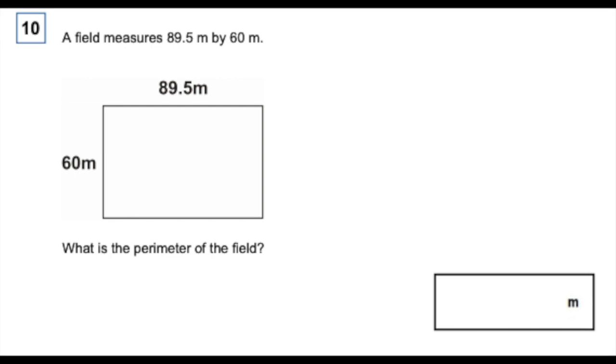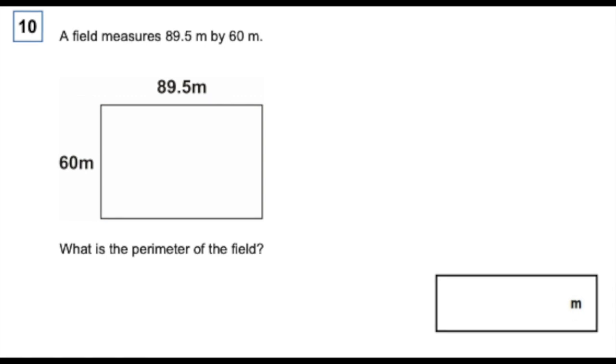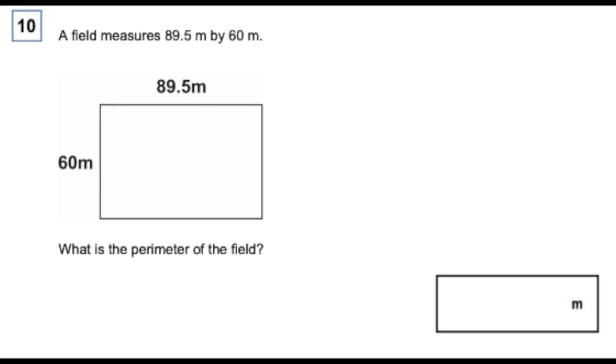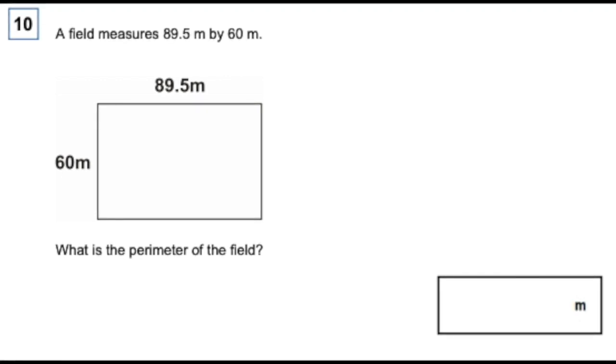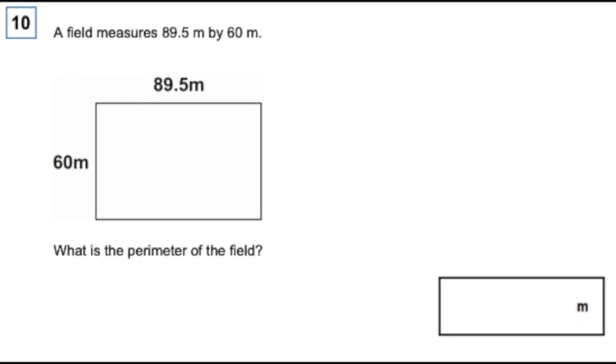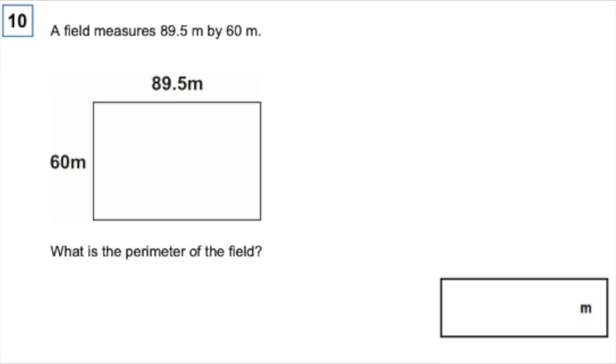Okay, a field measures 89.5 meters by 60 meters. What is the perimeter of the field? I think we can do that. Perimeter is simply adding up all 4 sides: 60, add 60, add 89.5, add 89.5. Now, my challenge to you at home, can you find the area in meters squared of this field? So that's going to be multiplying a 2-digit number with a decimal in the tenths place, 89.5, by another 2-digit whole number. So essentially, set it up like you're doing 3 digits times 2 digits, but be mindful of where your decimal point needs to go when you're doing your multiplication.